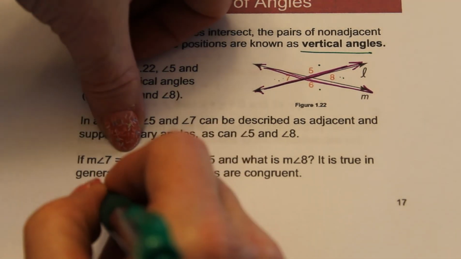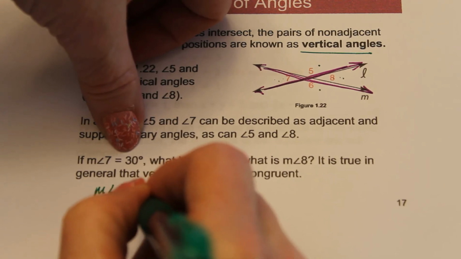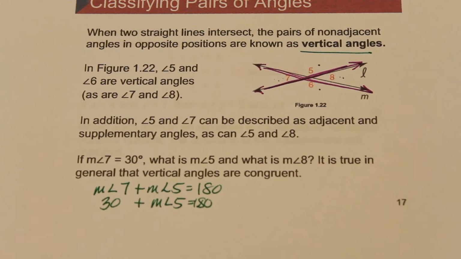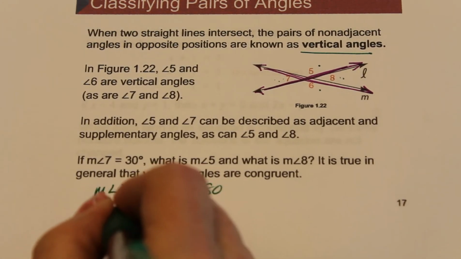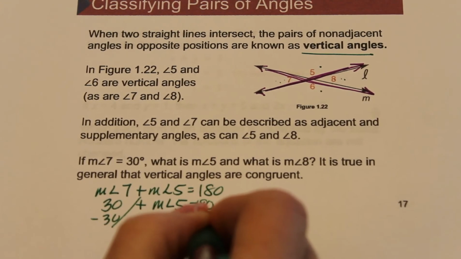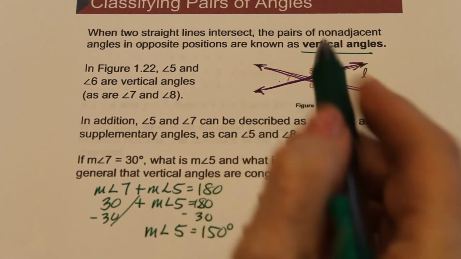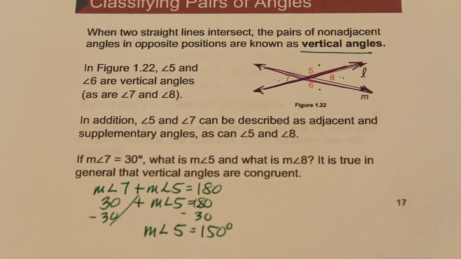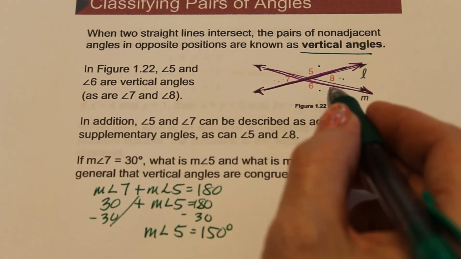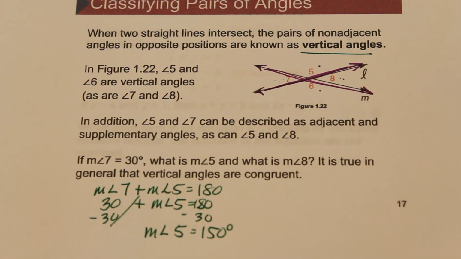Replace measure of angle 7 with what it's equal to. 30 plus the measure of angle 5 equals 180. And subtract 30 from each side. The measure of angle 5 must be 150 degrees. And it actually does look like an obtuse angle. So what's the measure of angle 8? What's the measure of angle 8?